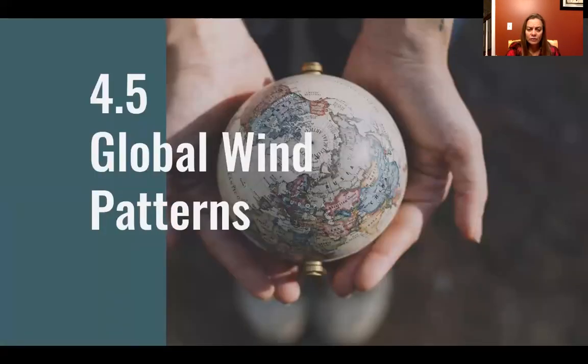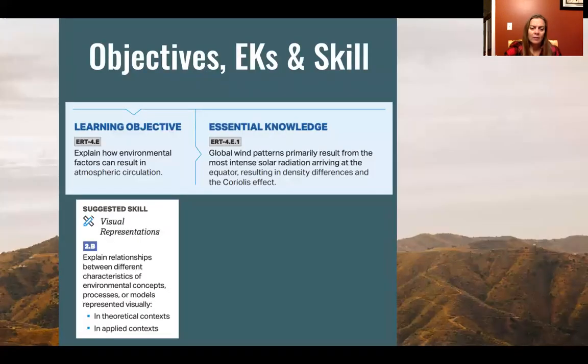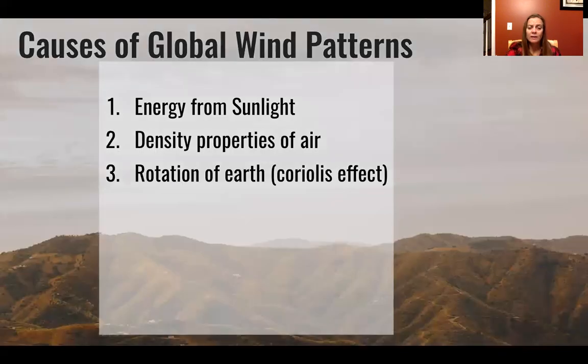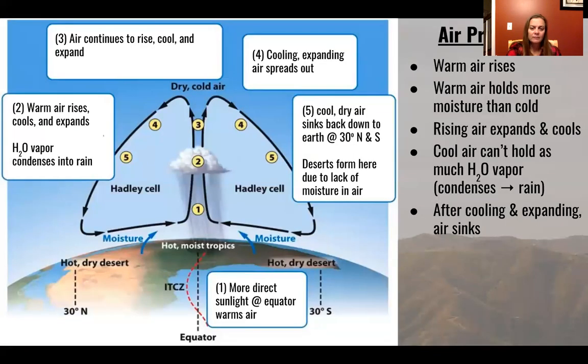Okay, moving on to global wind patterns. So we're going to talk about what causes global wind patterns, and that's really three main characteristics. One is energy from sunlight. The second is the density properties of air itself and what happens when we have more and less dense air. And then the third one is the rotation of the Earth, which causes something we call the Coriolis effect.